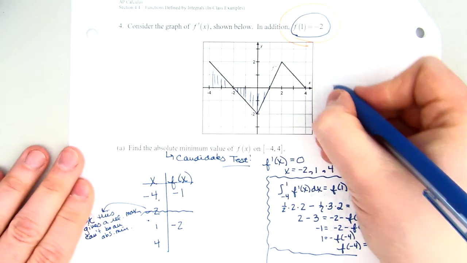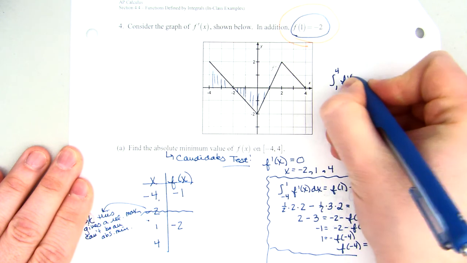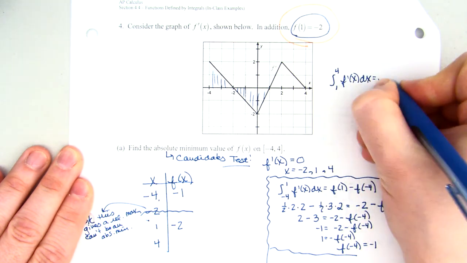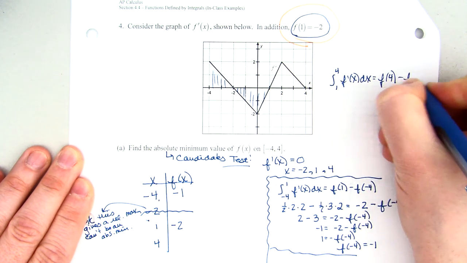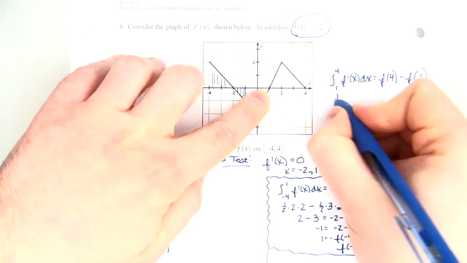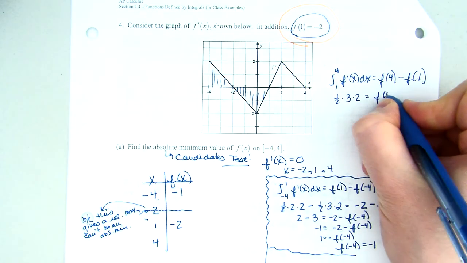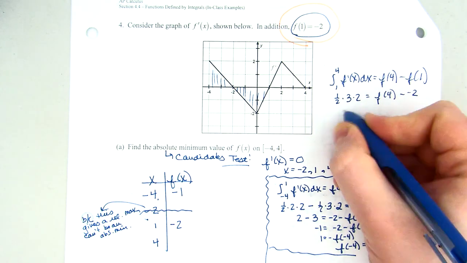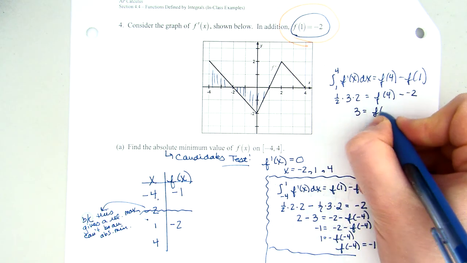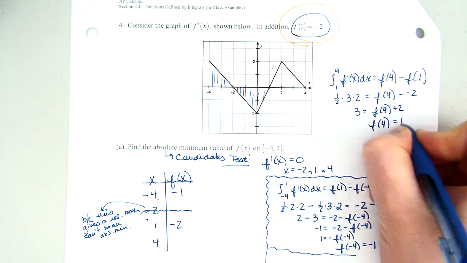I think I'm going to come up here and do my work up here. Integral from 1 to 4 of f prime of x dx equals f of 4 minus f of 1. Okay, I want to go from 1 to 4. That's a triangle. Base is 3, height is 2. F of 4 I don't know. F of 1 I do know. Okay, 3 equals f of 4 plus 2. Subtract 2 from both sides. I'm thinking f of 4 is 1.